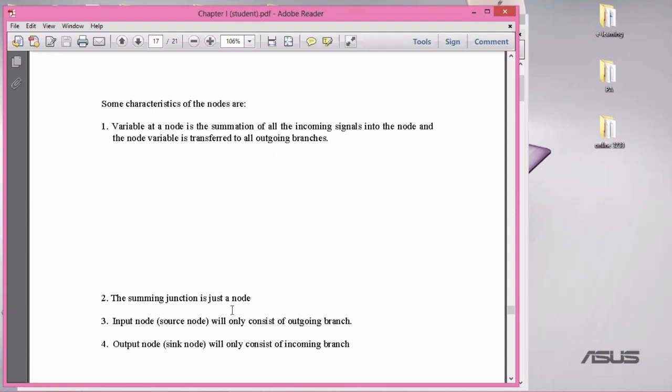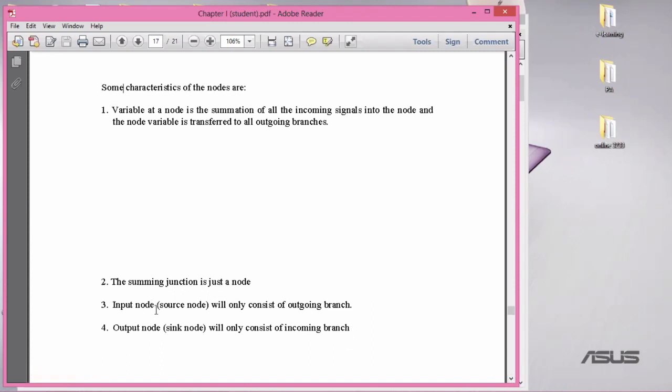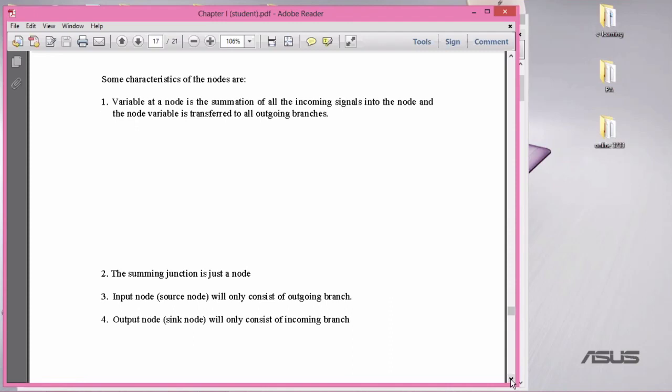The summing junction is just a node. A node acts as a summing junction as well. An input node only consists of outgoing branches. An output node consists of incoming branches. So when you transform the block diagram into a signal flow graph, you need to follow all these 4 rules. The input node can only have outgoing branches. The output node can only have incoming branches. You have to follow that rule when you are transforming the block diagram into a signal flow graph.